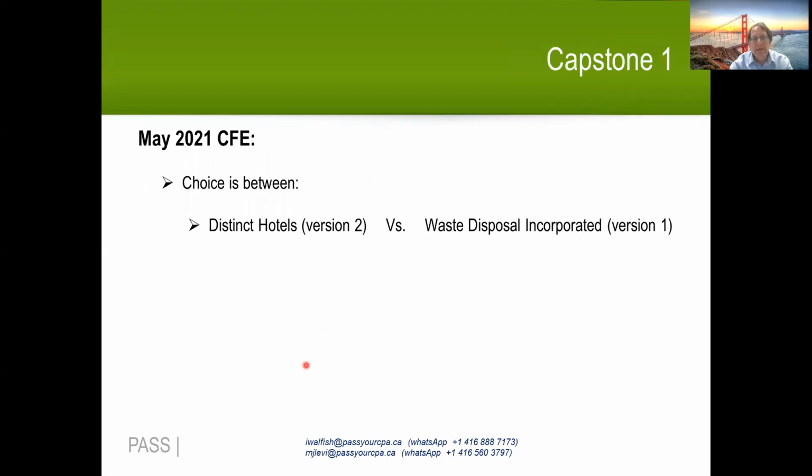Okay, let's talk about the different situations. Let's pretend you're writing in May of 2021. You have a choice for the Capstone 1 case. You can either write Distinct Hotels, which is the second version, or you can write Waste Disposal, which is a first version.